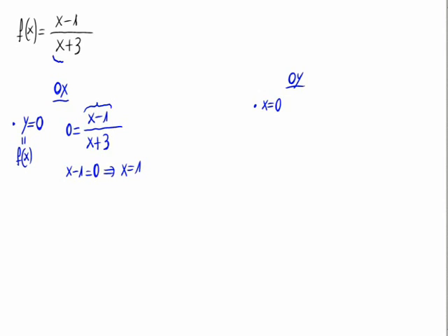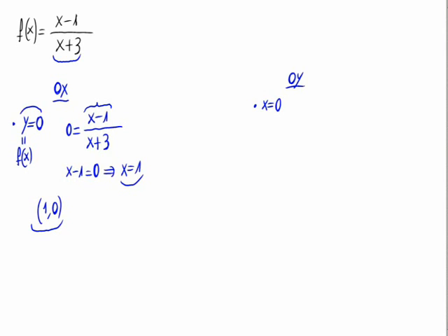So, as we can see, x equal 1 doesn't make the denominator 0, and that means that it is a point of the domain of the function f of x. So, this is the intersection point with the axis x, where x is equal 1 and y equals 0. That is the point 1, 0.